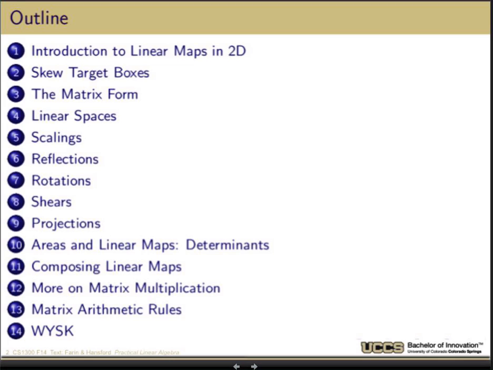I'll do a lot of stuff that wasn't in the book as a bit of review for those who might not have remembered any of that from high school. Then we'll spend time on linear spaces, scaling, reflection, rotation, shearing, projections, all this stuff. Areas, determinants, maps, compositions, and a little bit more on matrix multiplication just as a reminder.